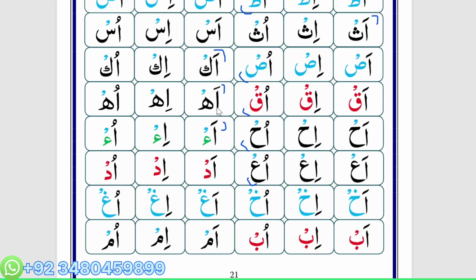Hamza ha zabar ah, Hamza ha zir ih, Hamza ha pesh uh: ah, ih, uh. Ha is pronounced from the middle part of the throat. Both ha letters are from similar sound letters, so make a clear difference between the sounds of these two letters.